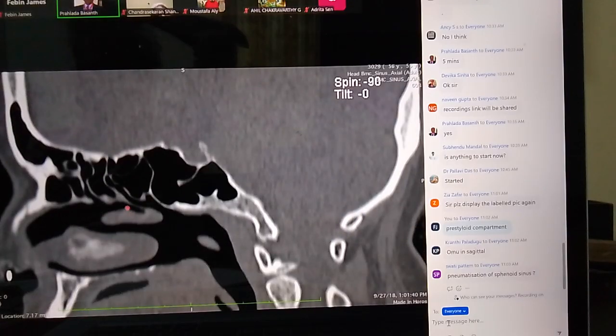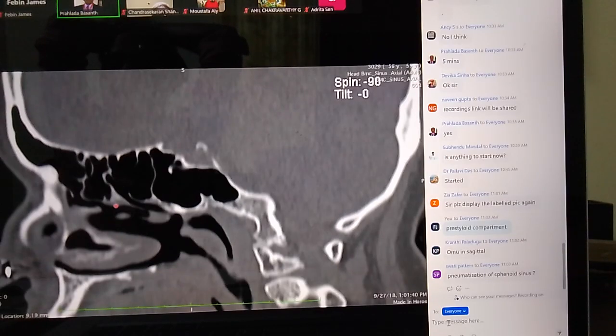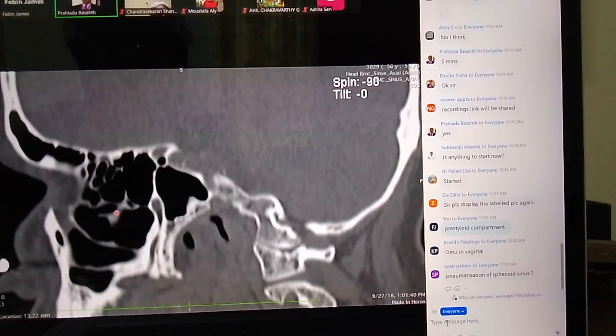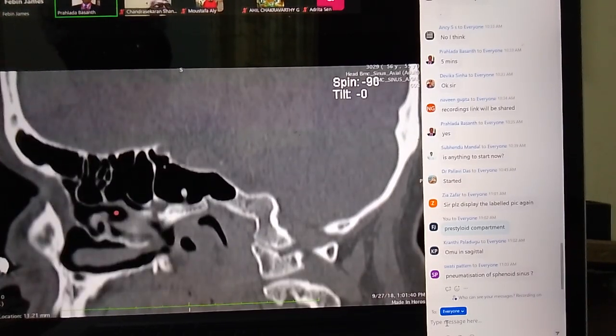Yeah, see the middle turbinate. This is the middle meatus. This is where the frontal sinus is also draining, and if we go further, you see the maxillary sinus is also draining. So this appears to be the maxillary sinus ostium. I hope so. Yes, that's the maxillary sinus ostium. Difficult to say.